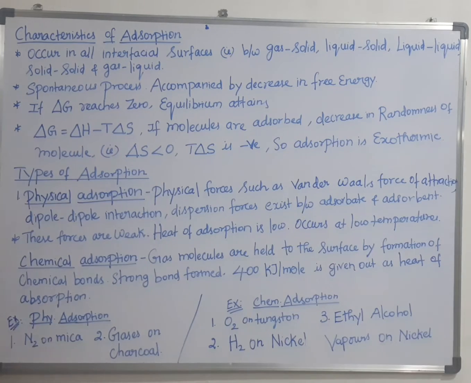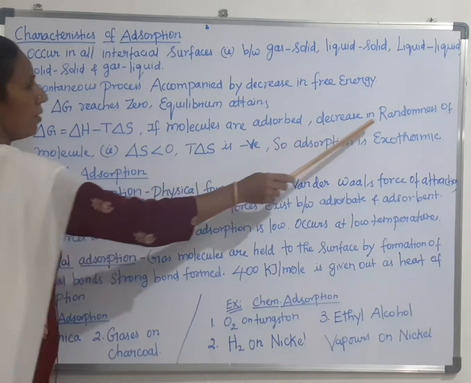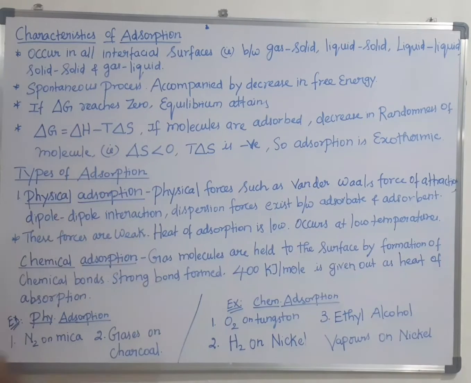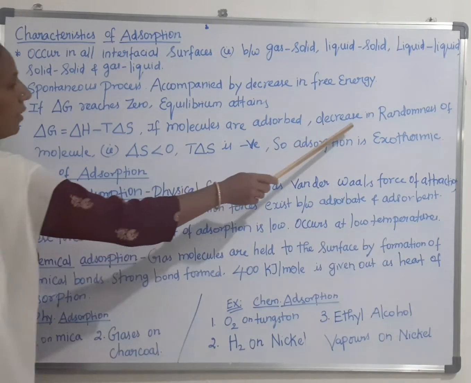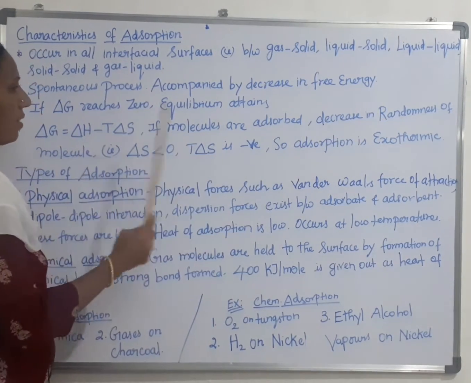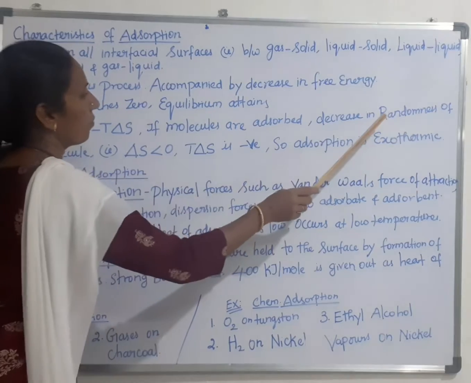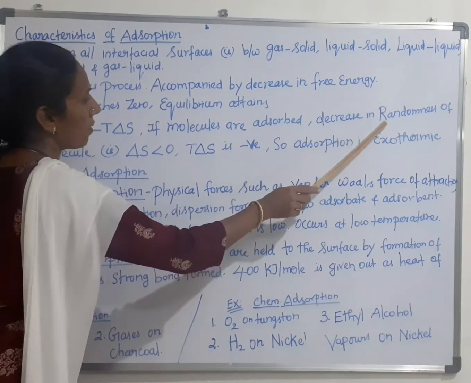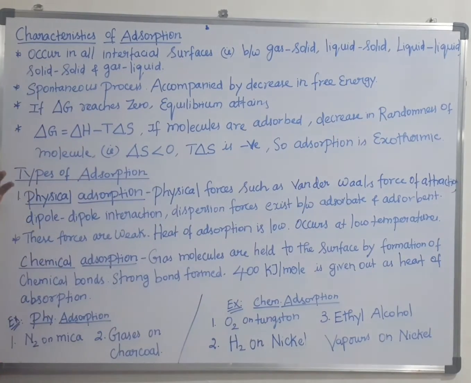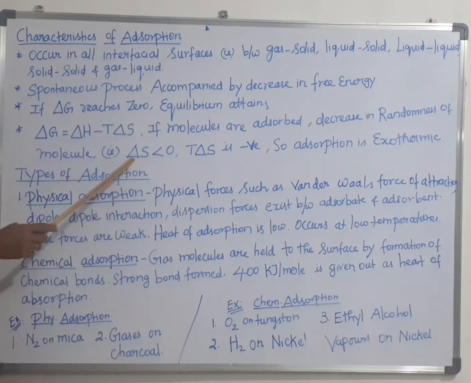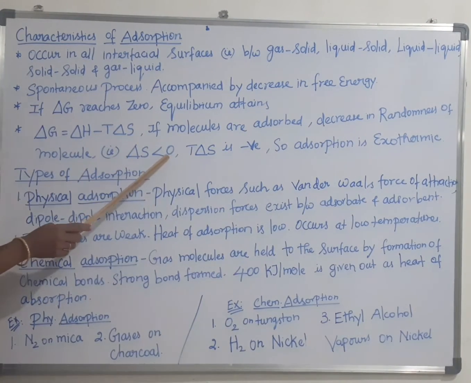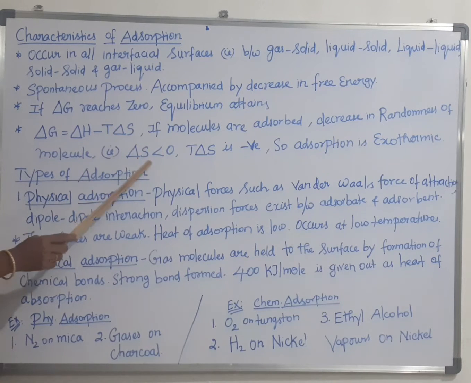Okay. If molecules are adsorbed, a decrease in randomness of the molecule takes place. That is, if the molecules are adsorbed on the surface, then the randomness of the molecule decreases. Randomness is the entropy. We represent the entropy as randomness. So if the molecules are adsorbed on the surface, randomness of the molecule decreases. That is, delta S is less than 0. Here the change in entropy is less than 0.